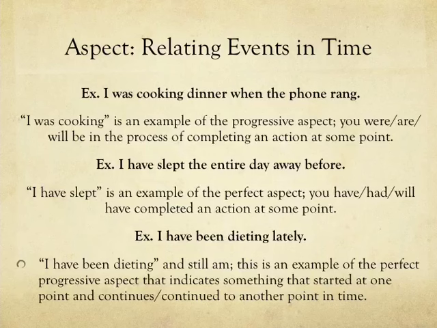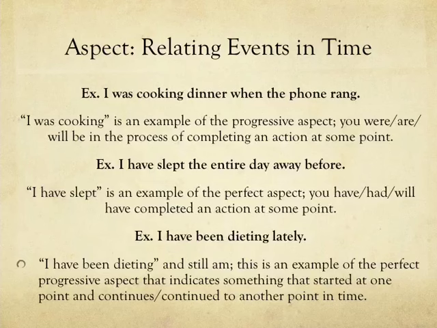Now, this next aspect of grammar is my favorite. Yep, you guessed it. It's aspect. Now, aspect is a way that we relate events in time. And so what I've done here is I've given you some examples that include the different aspects that might be present in a sentence. And so, for example, we have, I was cooking dinner when the phone rang.